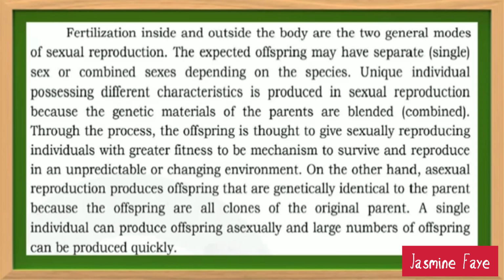On the other hand, asexual reproduction produces offspring that are genetically identical to the parent because the offspring are all clones of the original parent. A single individual can produce offspring asexually, and large number of offspring can be produced quickly.